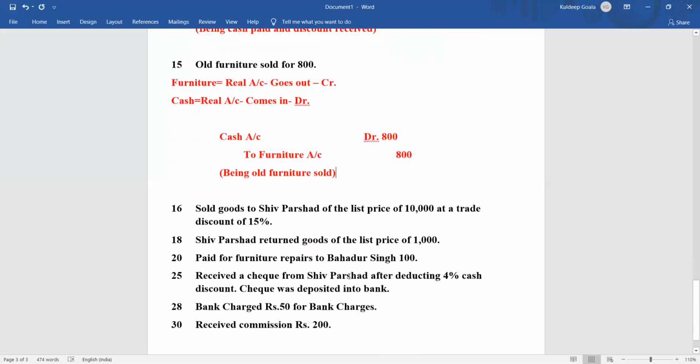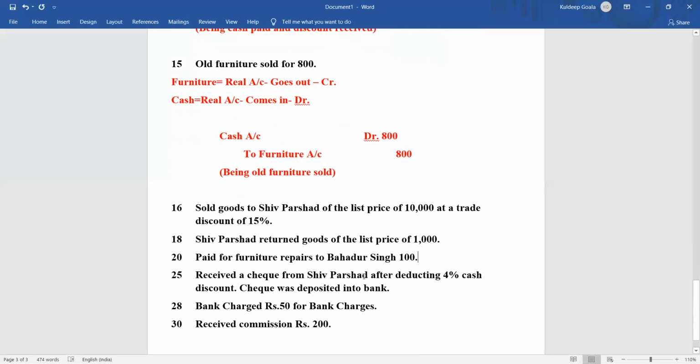Okay, then sold goods to Shiv Prasad of the list price 10,000 at 10% trade discount. This will be a homework. Then goods return. Okay, these remaining questions you are going to do on your own. Except 20, I am going to show it. The rest of the things you will do on your own. It will be a homework. Okay, what is given here?